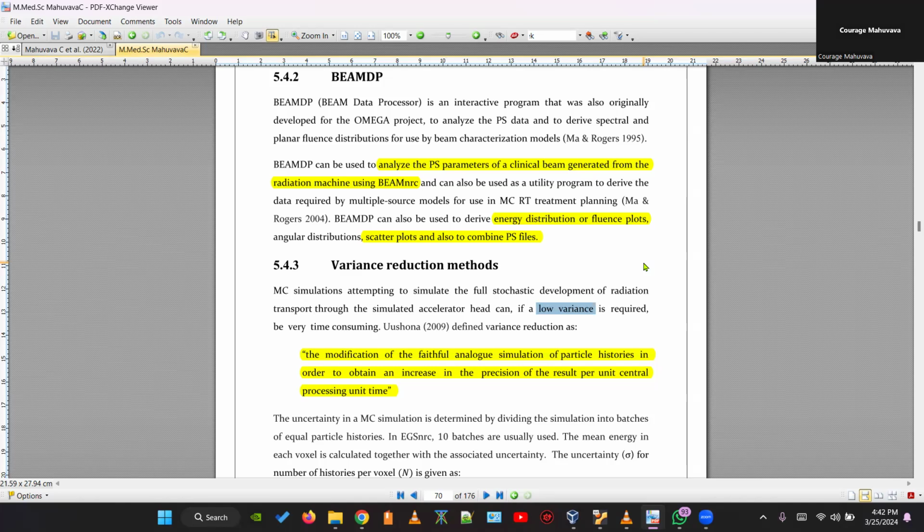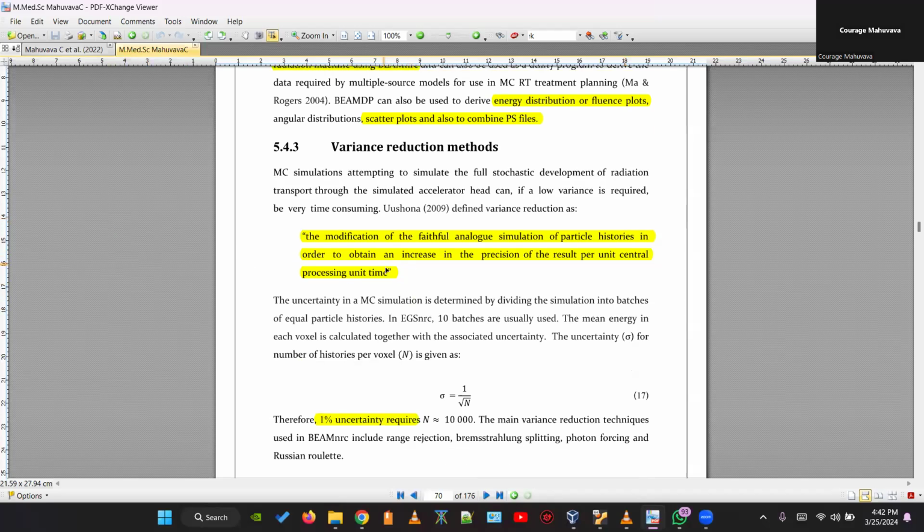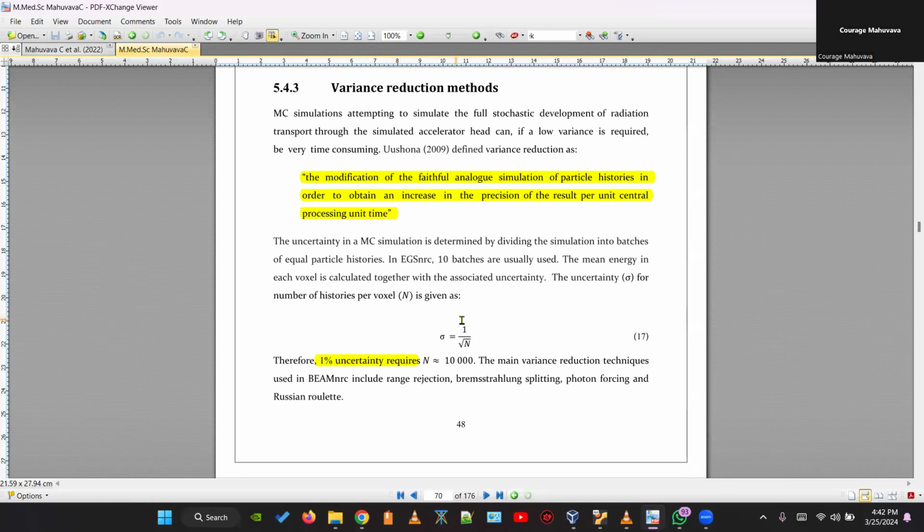Normally, you just achieve a low variance by increasing the number of particles, but that can be very time consuming sometimes. Some simulations can take more than 24 hours, some days, but with variance reduction methods, you are able to run your simulation in a matter of minutes, hours maybe, depending on how much accuracy you want. So basically, it slightly modifies that faithful simulation of particles to obtain an increase in the precision per unit CPU time.